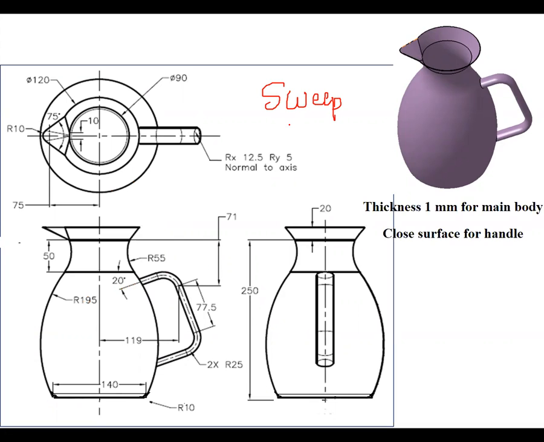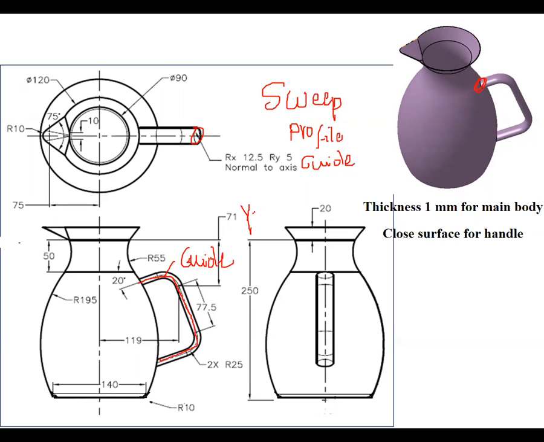For sweep we need a profile. So profile is nothing but the cross section of that handle. This is an ellipse cross section, right? So here ellipse and guide. The guide is given by another curve. This one is a guide, okay. So let's make the guide first, and later we make the profile.